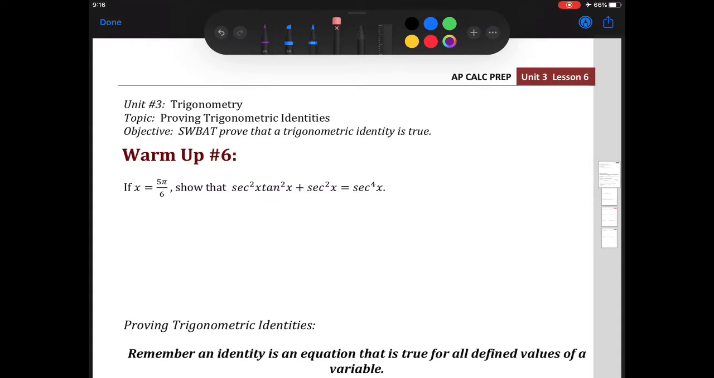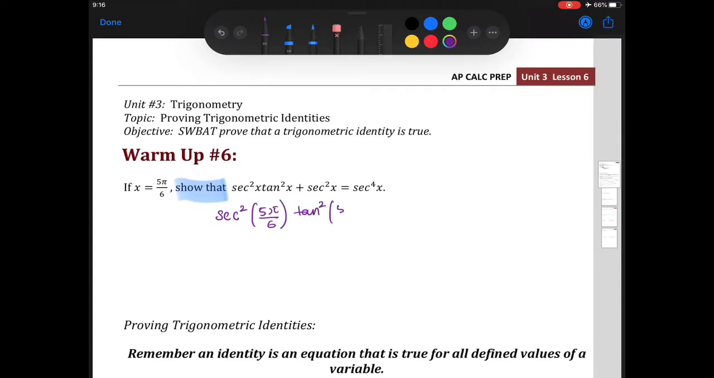The warm-up says if x equals 5 pi over 6, show that... Whenever we talk about "show that," remember you pick one side and make it look like the other. Or maybe you simplify either side, so you don't move things from one side to the other. That's the whole idea. So I'm going to take the left side that looks more complicated and make it look like the right side. For that, I need to first substitute my x with what?